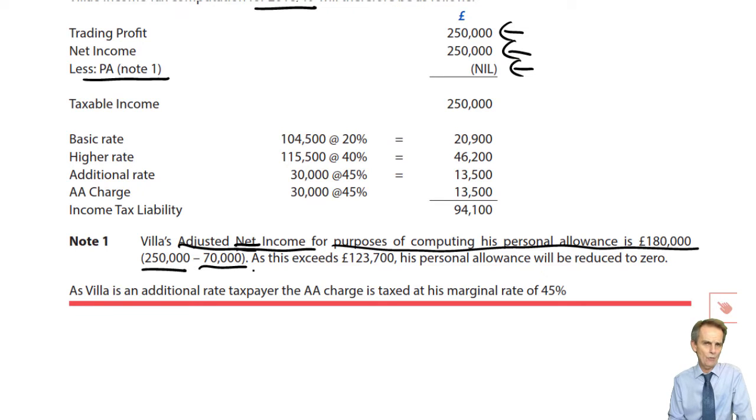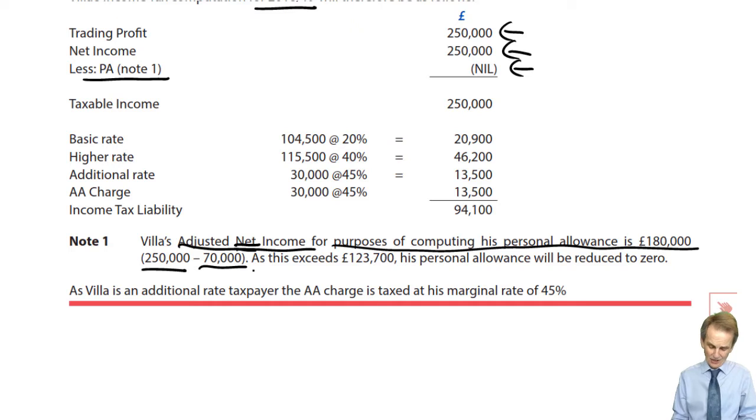Again, if we're struggling to remember that, it's chapter 2. Go back, check it out, because again, we need to know how to deal with those gross personal pension contributions in the context of the income tax computation. They do not show up as deductions on that income tax computation, but they do impact on what goes into that computation, here in terms of the personal allowance.